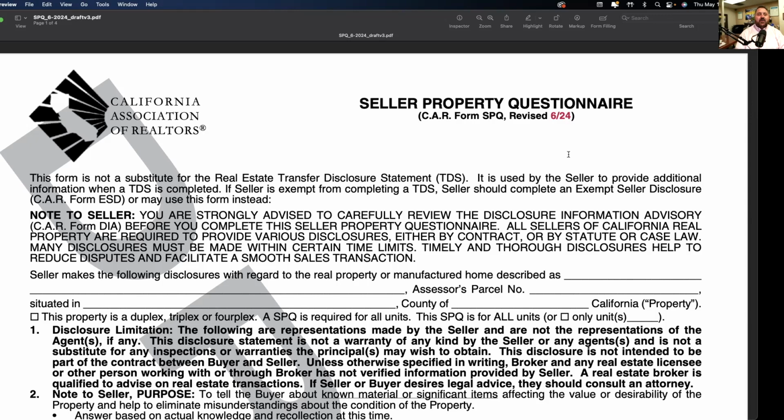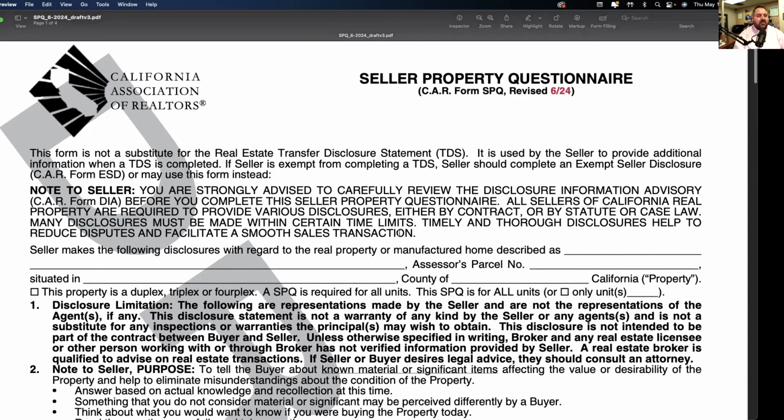Remember that when we look at a seller property questionnaire or TDS, are you, the seller, aware? If you're not aware, you can say no, that you're not aware, but it doesn't mean you can't provide the form. You still got to provide the form, but you answer the questions honestly. Are you, the seller, aware of, and answer the question yes or no. So let's look at it.